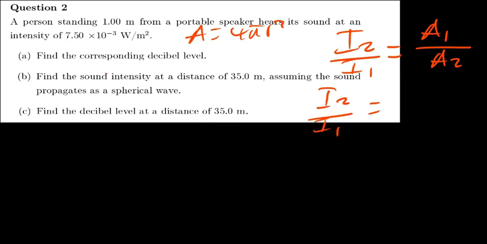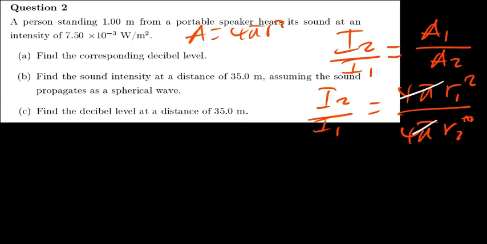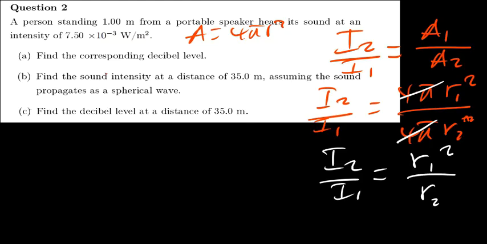I'm going to say my area 1 will be 4 pi r1 squared, divided by area 2, which will be 4 pi r2 squared. Now I can clearly see that these two can cancel out. So I'll have area 2 divided by area 1 equal to r1 squared divided by r2 squared. This formula is very important, this ratio.